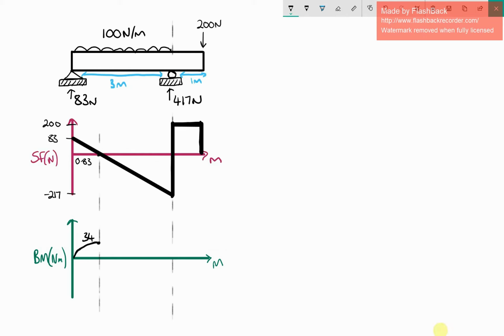The next shape is also a triangle. So you do a half base times height again. So that's a half times 2.17 times minus 217, and that gives minus 235. Now, where most people make a mistake is that they actually do 0 minus 235, when in actual fact they should do 34 minus 235. So 34 minus 235 gives minus 201. So we're just going to draw a line going to minus 201 now.